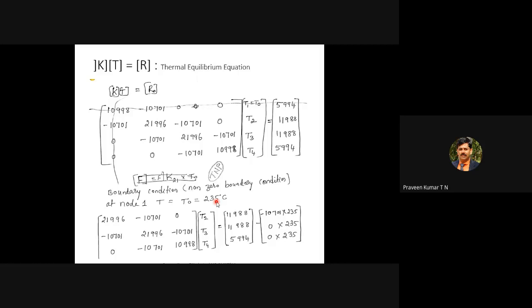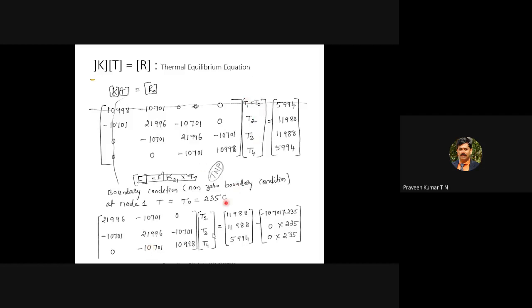After eliminating first row and first column, now you have to change the force vector, the heat force vector. It is not just eliminating first row and first column. So when you eliminate, you finally end with a 3 by 3 matrix. When you come to your K matrix, there is no change in K matrix. You have to put the remaining terms here. So it starts from 21996, and this will be eliminated. We end with the resultant K matrix. We are not going to change the K matrix.